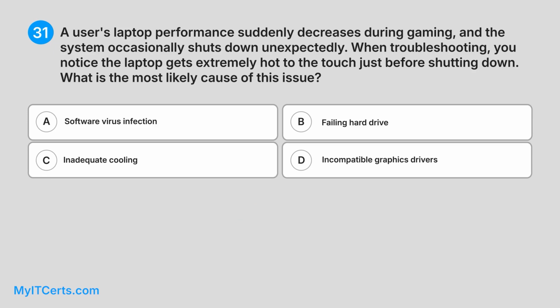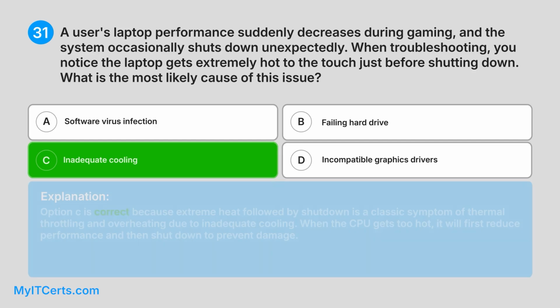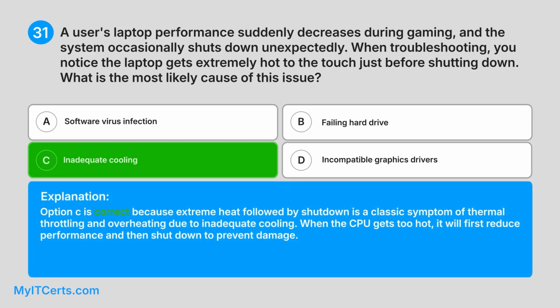Correct answer, C. Inadequate cooling. Explanation. Option C is correct because extreme heat followed by shutdown is a classic symptom of thermal throttling and overheating due to inadequate cooling. When the CPU gets too hot, it will first reduce performance and then shut down to prevent damage.